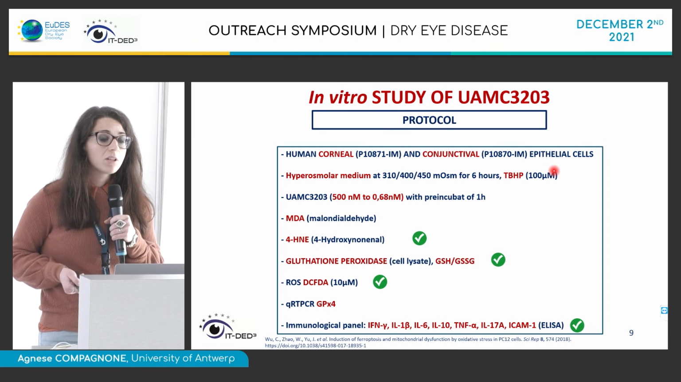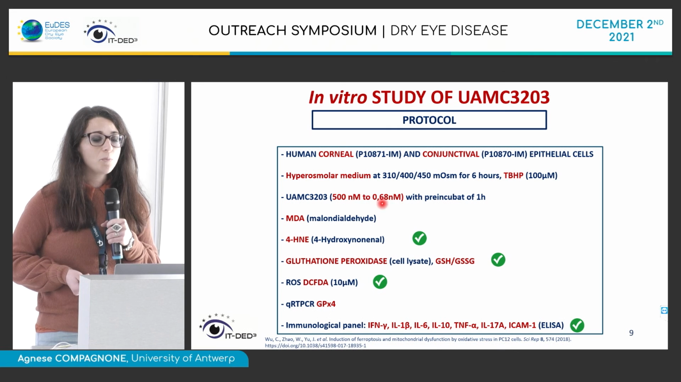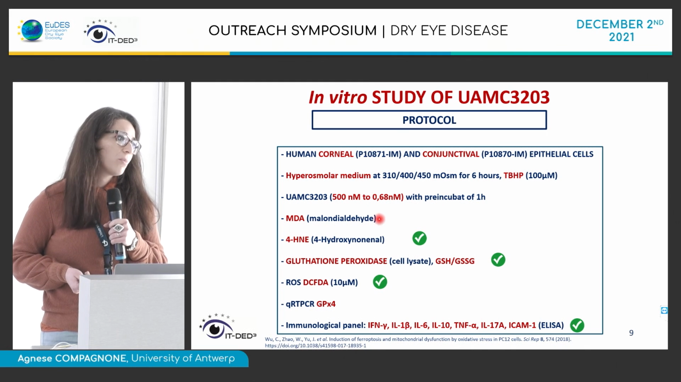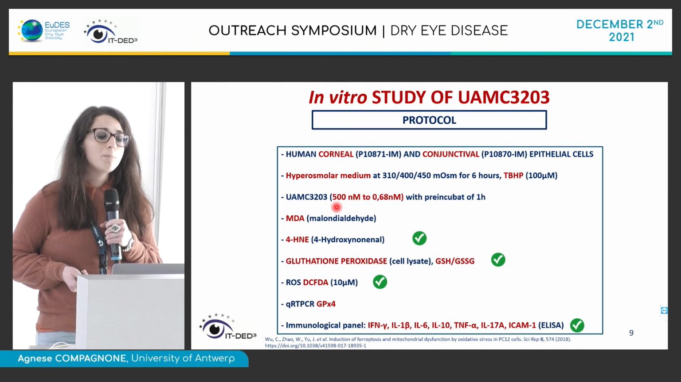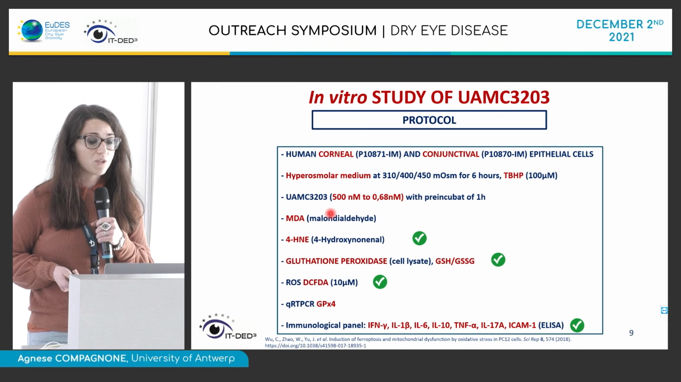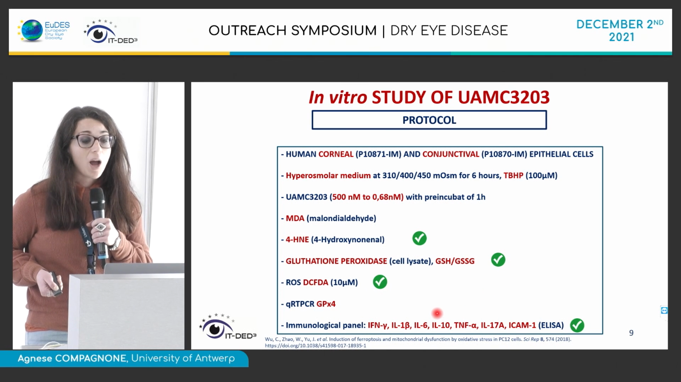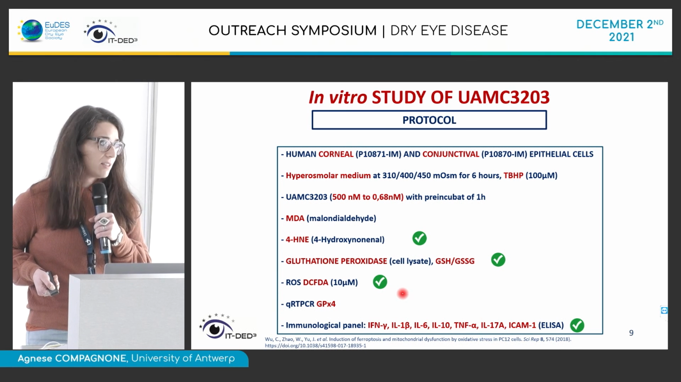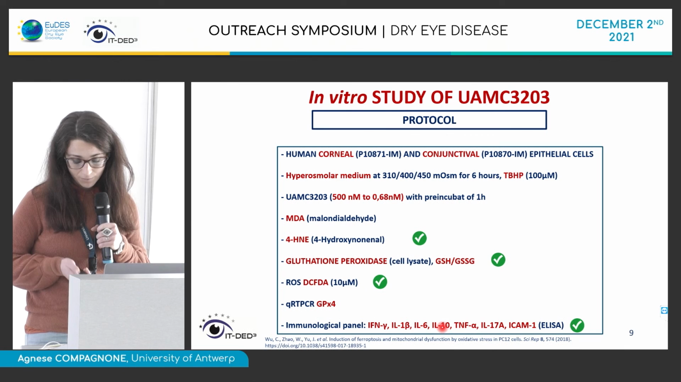So the compound is going to be tested at the maximum concentration of 500 nanomolar down to 0.68 nanomolar, with dilutions 1 to 3, with a pre-incubation of 1 hour. And as I was mentioning before, with the in vivo experiment, the main metabolites of ferroptosis are going to be tested, including an immunological panel, in order to see if the hyperosmolar medium is altering and inducing dry eye disease from an immunological point of view.